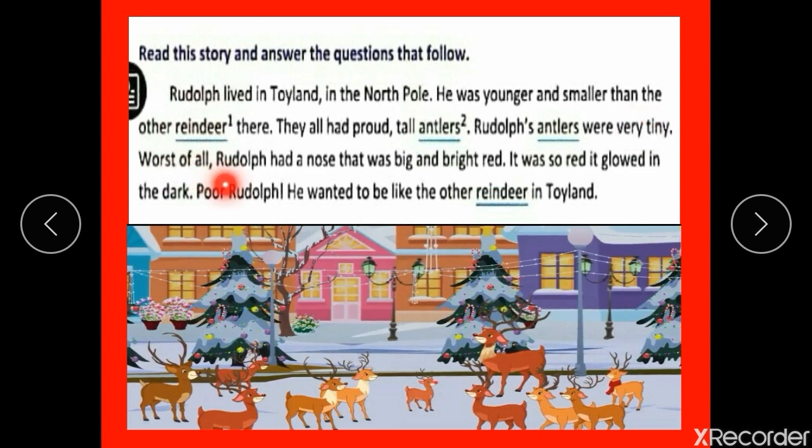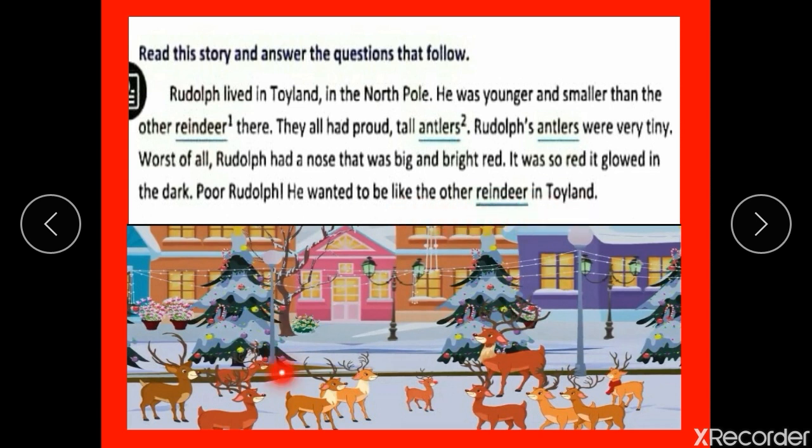Worst of all, Rudolph had a nose that was big and bright red. It was so red it glowed in the dark. Poor Rudolph, he wanted to be like the other reindeer in Toyland.